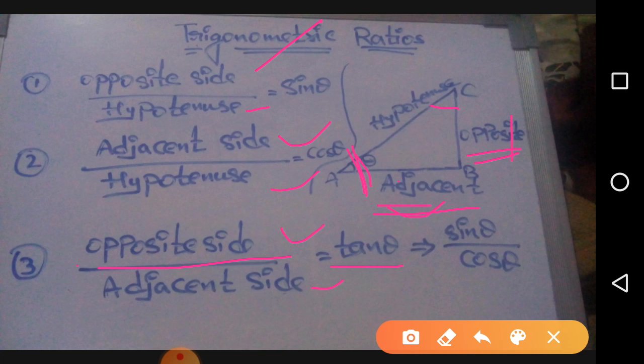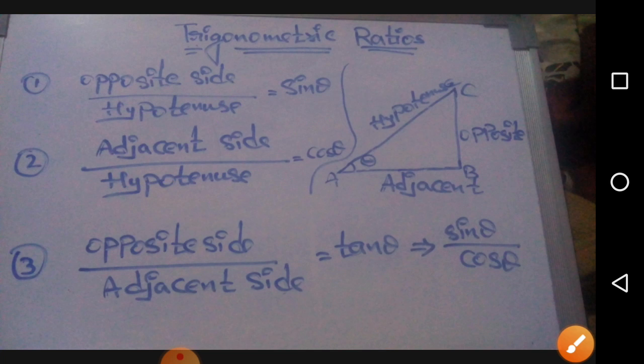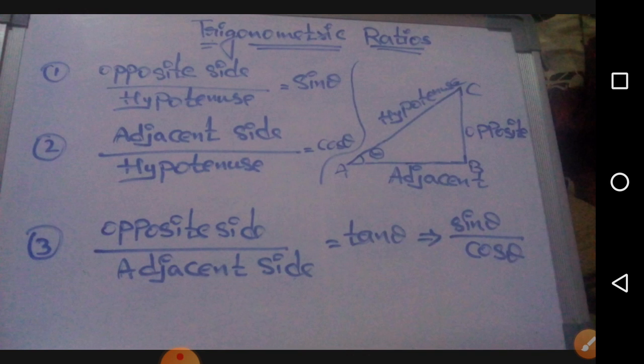And let me remind you something: tan theta equals sine theta by cos theta. You can ask how. Sine theta is opposite by hypotenuse, and cos theta is adjacent by hypotenuse. Thus if you divide sine theta by cos theta, hypotenuse and hypotenuse get cancelled, and you're left with opposite side by adjacent side. So this is about trigonometric ratios.